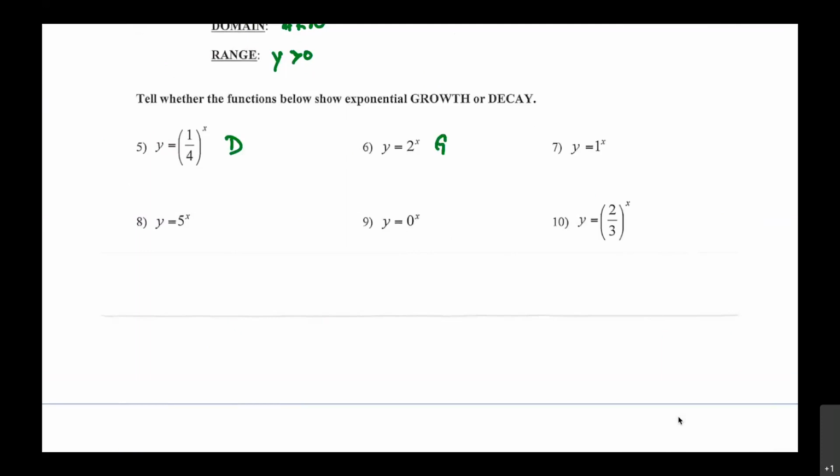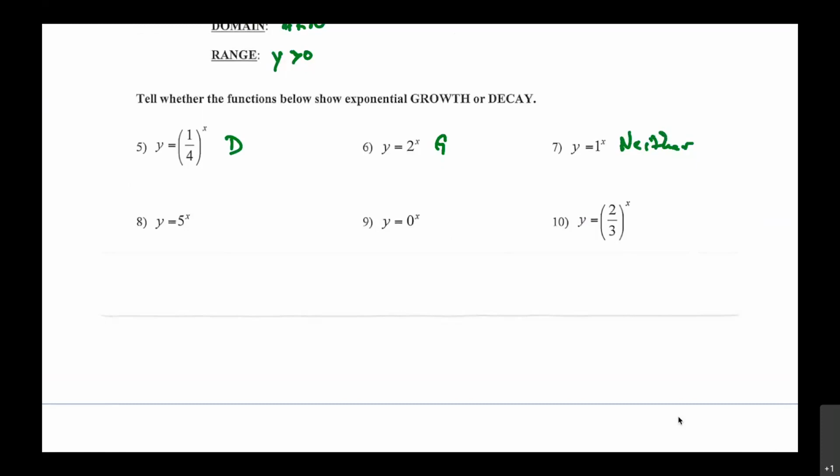How about number 7? It's not decay. Kind of a trick question. What happens if I multiply by 1 over and over and over again? Nothing. So therefore, this would be neither. This is not exponential growth or decay. That's why it's not allowed to equal 1 as part of the definition. That was why in that definition it had to be a positive value, but not 1. Because if it's 1, it doesn't change.